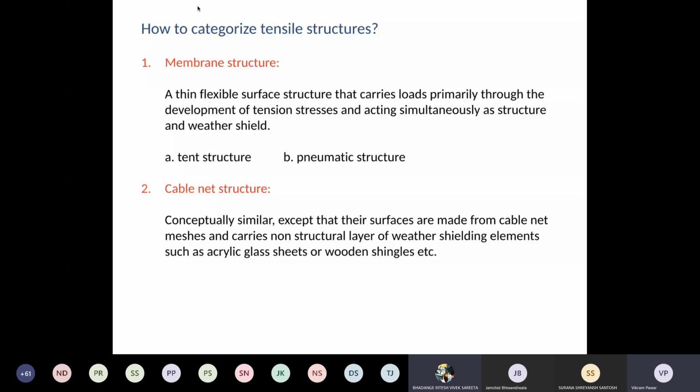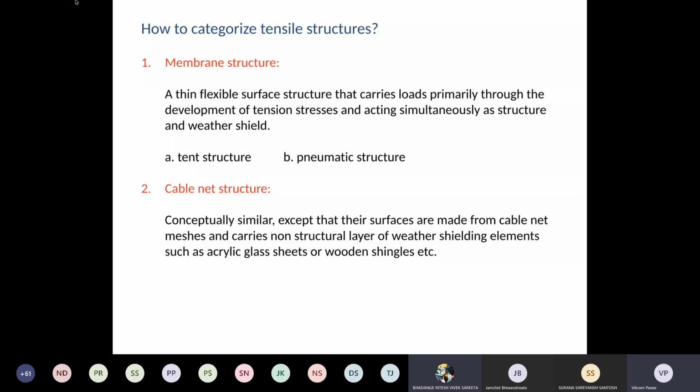But if you look at a net with all the fibers, each strand of that net is a cable. So the difference is that if it is a continuous membrane, a rubber sheet or a fabric, then it is considered a membrane structure, whereas if it is made up of these reinforcement cables, and between that net you have panels associated, then these are cable net structures.